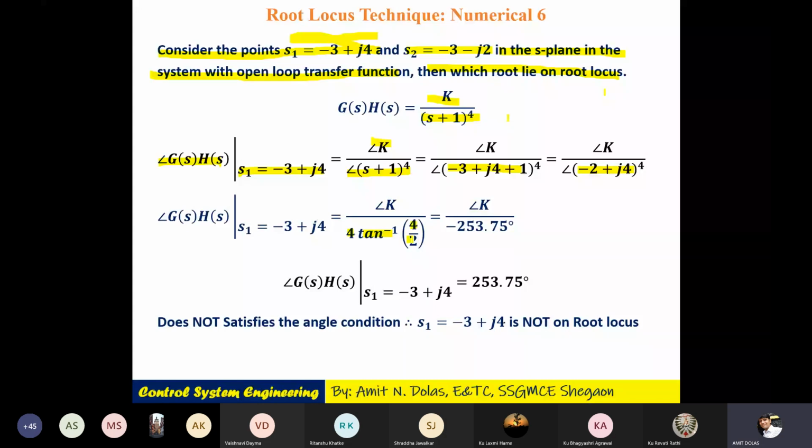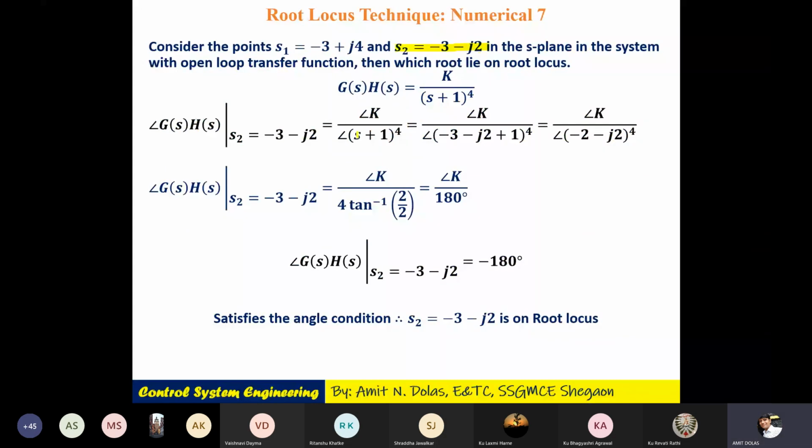Does it follow the angle condition? Please reply. Does it follow the angle condition? Not. It does not satisfy the angle condition because whatever angle we obtain here shall be an odd multiple of 180. Therefore, this point is not on the root locus. Let's go for another point. S2, minus 3 minus J2.